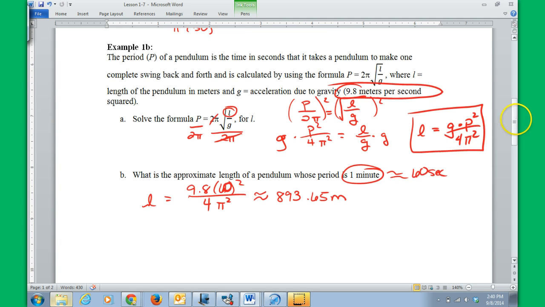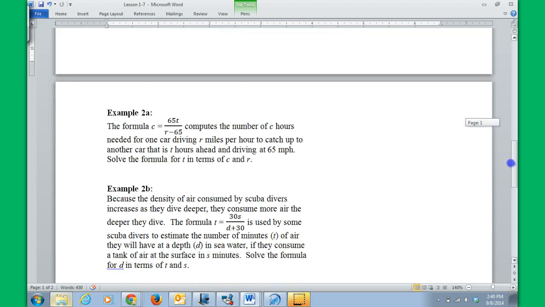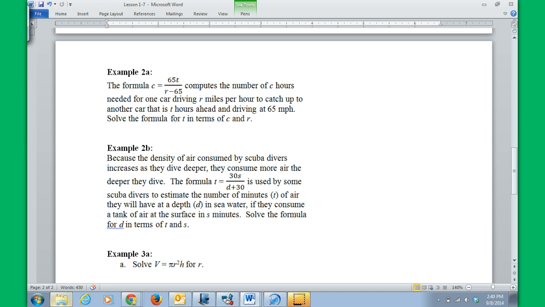All right, so let's look at the next problem. I want to give you guys a second to see if you can actually do problem 2A on your own. And in this case, you're solving for T. Okay, so see if you can go through this formula and solve for T by yourself.